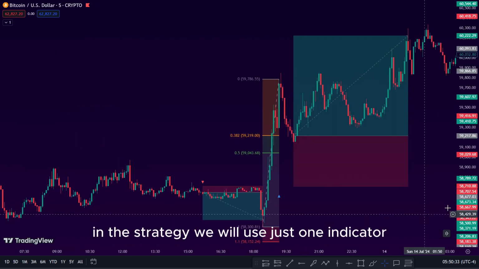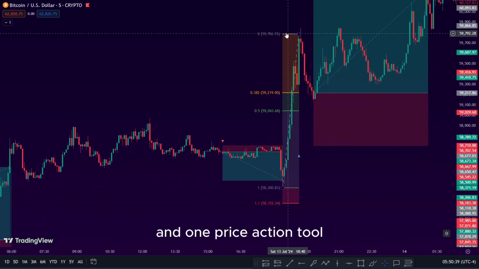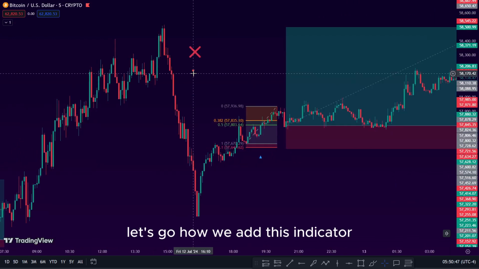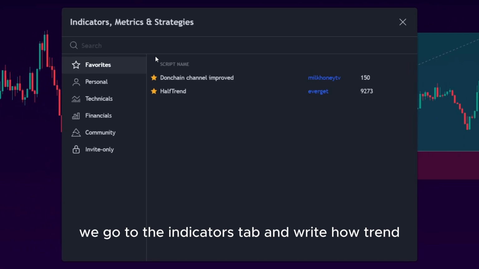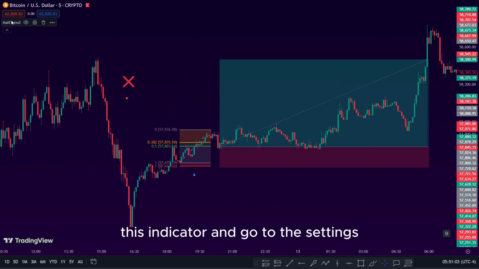Let's get started. In the strategy, we will use just one indicator and one price action tool that I'll explain in this video. Without further ado, let's go. How do we add this indicator? To find it, we go to the indicators tab and write halt. This is the HalfTrend indicator written by Everget. We add this indicator and go to the settings.